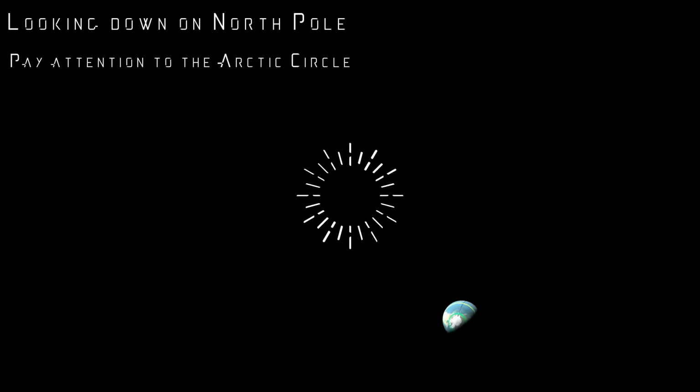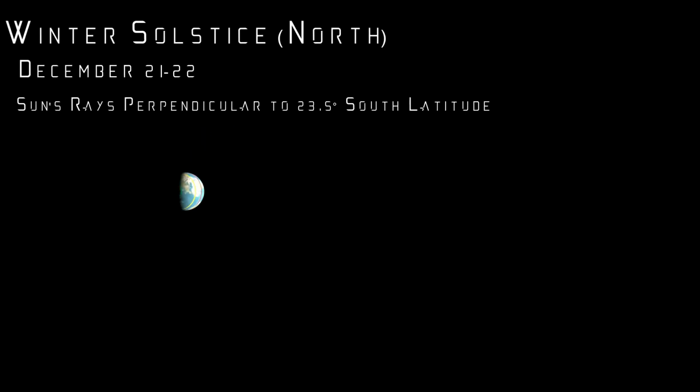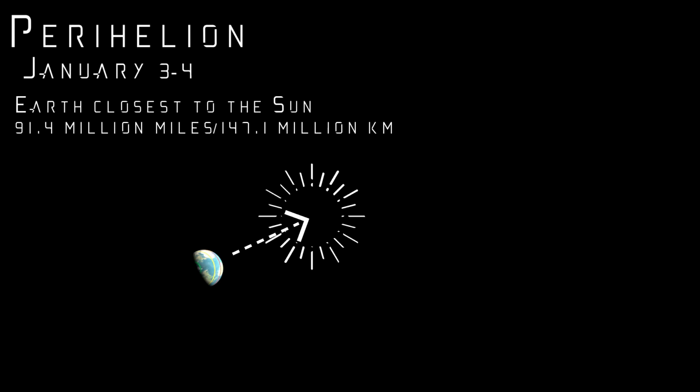Let's switch perspectives to a top-down. Notice that the Arctic Circle changes from being all light to all dark. Now we come to our seasons. It's winter in the north. The Arctic Circle experiences 24 hours of darkness. A few weeks later, the Earth passes perihelion, which is its closest approach to the Sun, approximately 91.5 million miles.